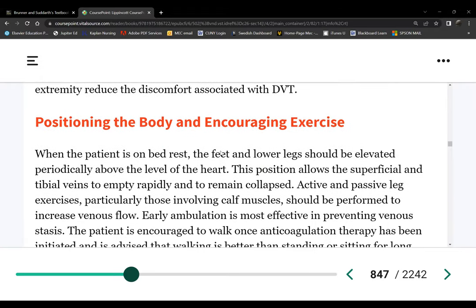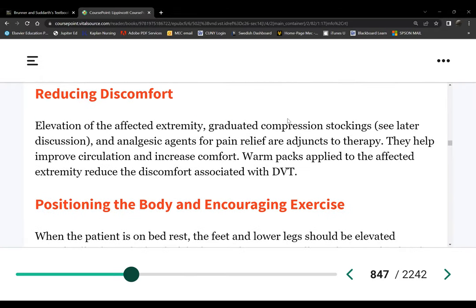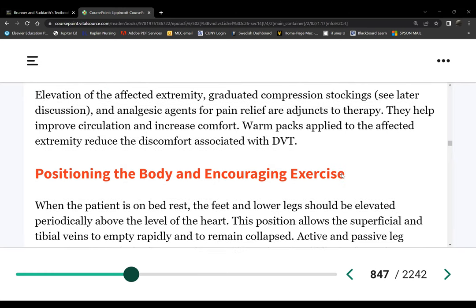Here you have reducing discomfort. If it's a DVT, then you elevate the leg. That will help promote venous return and reduce the swelling. And don't massage that leg. You should know that already.